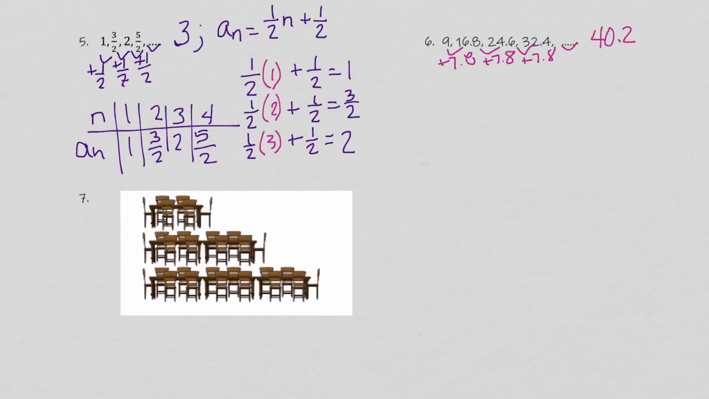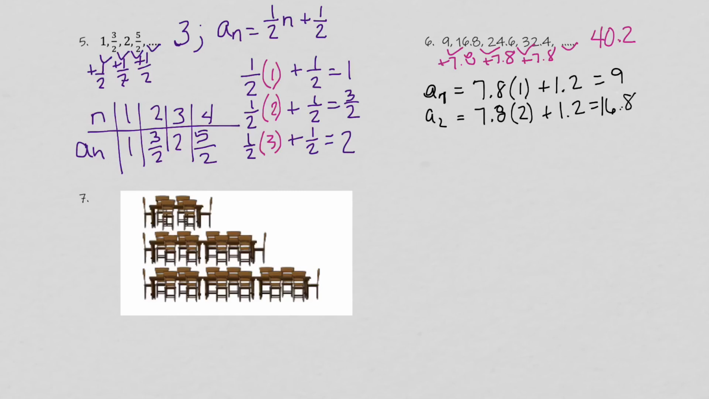So when I go in and plug these in, I'm going to do this one a little bit different. I'm just going to do the showing part. What if I did a sub n, a sub 1, and I said, okay, I'm going to do 7.8 times 1. What would I have to add to get to 9? And that would be 1.2. And then I did a sub 2, so I'm going to put 2 in there. Does this work? 7.8 times 2 would be 15.6. If I add 1.2 to that, I would get 16.8.